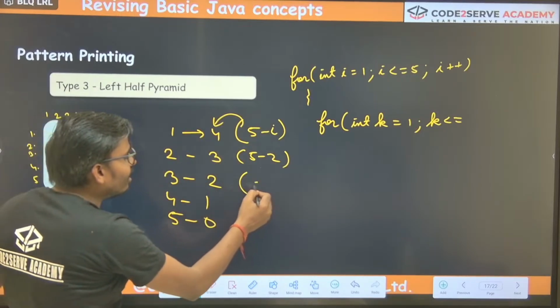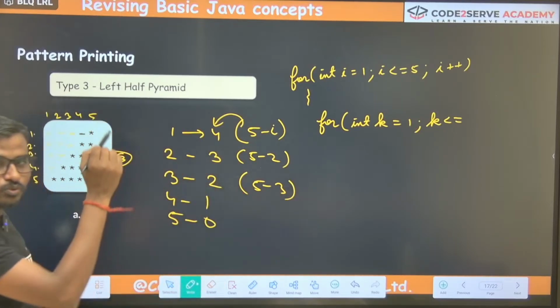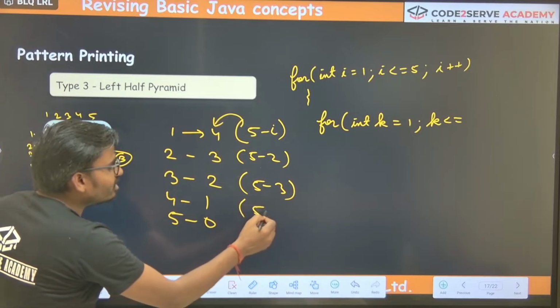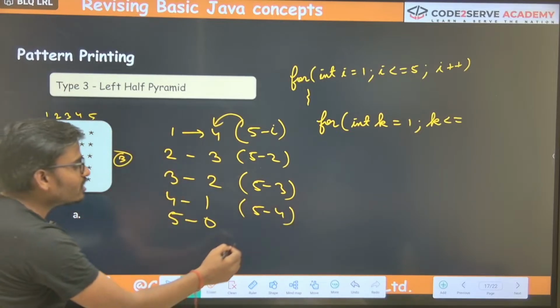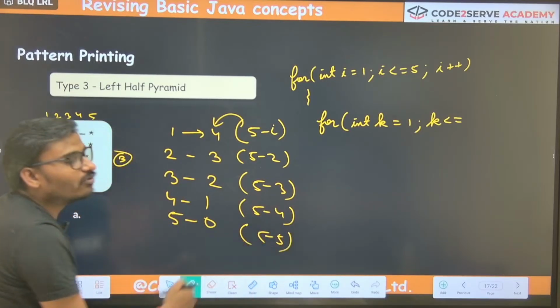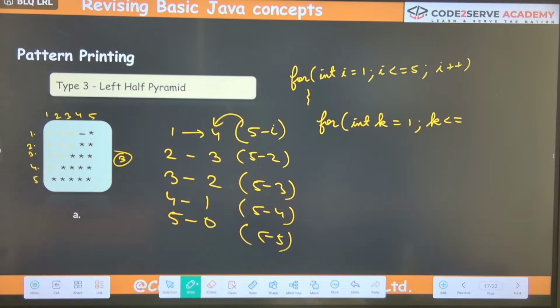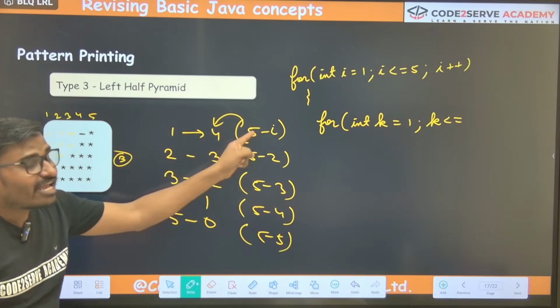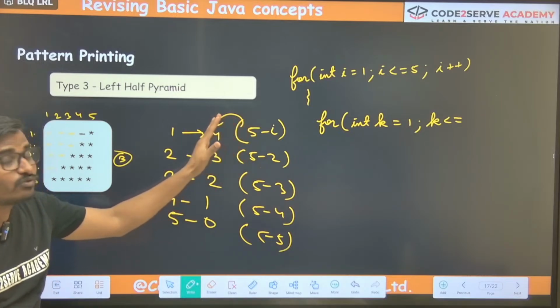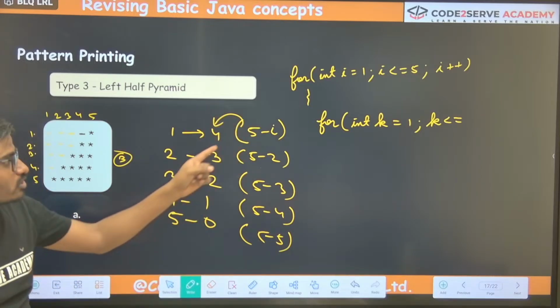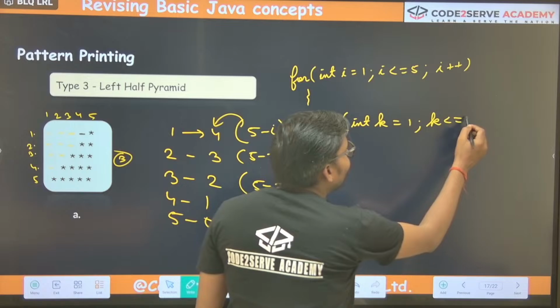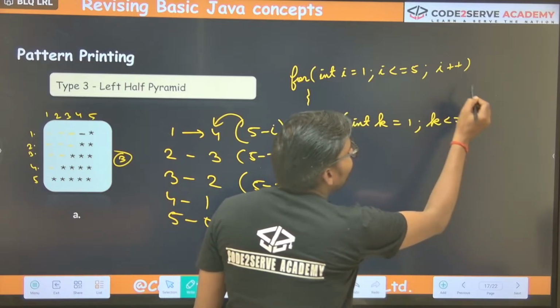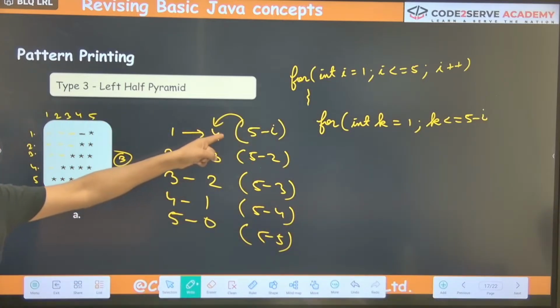Again, if you subtract 5 minus 3, you will get 2. If you subtract 5 minus 4, you will get 1. And if you subtract 5 minus 5, then you will get 0. So what logic have we derived? We have derived that we have to go till 5 minus i. So we'll say k should be less than or equal to 5 minus i. Got it? How we derived the formula?